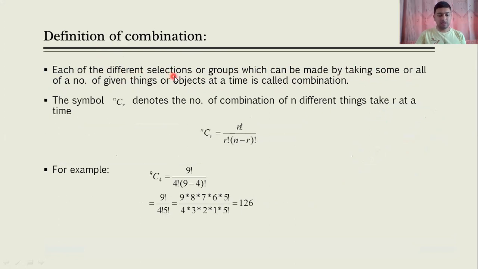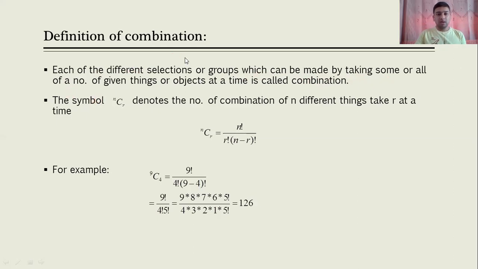Each of the different selections or groups which can be made. See, each of the different selections, that means we are selecting, let's say, a triangle ABC or a group of points, which can be made by taking some or all of a number of given things or objects at a time. Okay, we are selecting objects or given things at a time, in a single shot. It's called as what? Combination.